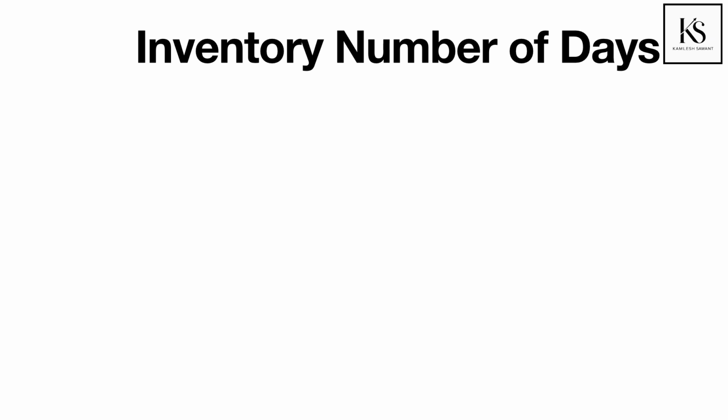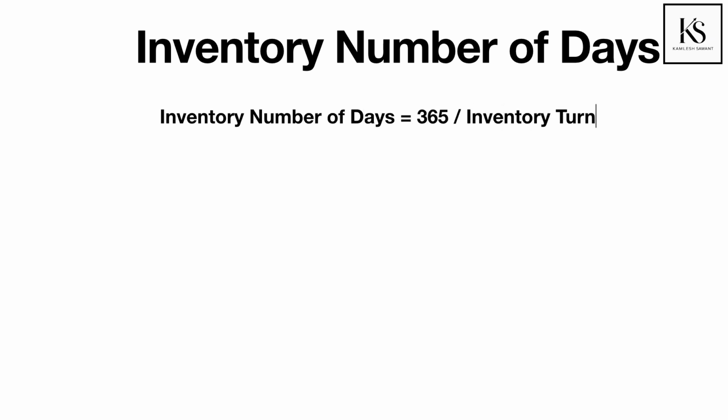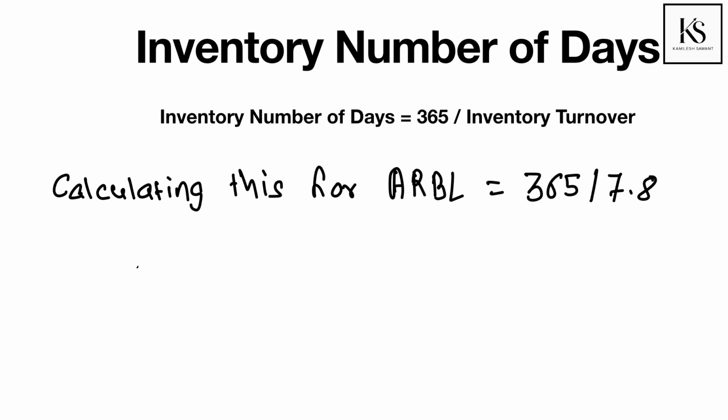A short inventory number of days implies the company's products are fast moving. The formula to calculate the inventory number of days is equal to 365 divided by inventory turnover. The inventory number of days is usually calculated on a yearly basis. Hence the formula above indicates 365 number of days in a year. Calculating this for ARBL is equal to 365 divided by 7.8, that is equal to 46.79 days. This means ARBL roughly takes about 47 days to convert its inventory into cash.